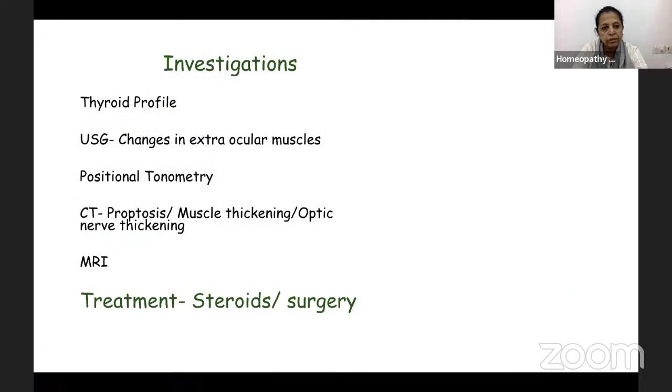Now, what investigations are you going to do? You have to do a thyroid profile, where you do T3, T4, and TSH. You will come to know the function of the thyroid gland. You have to do a CT of the orbit, where you will come to know whether the muscles are edematous or whether there is a lot of fat behind the eyeball. Because when you do decompression, you will have an idea whether to remove the fat or not.